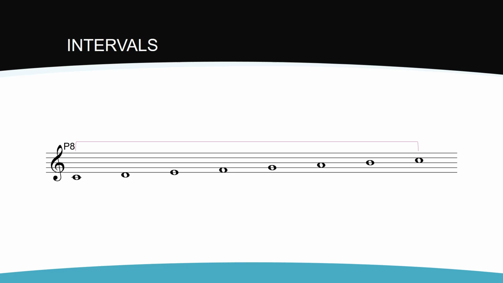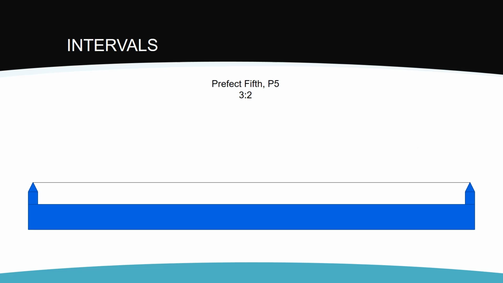There are 3 more perfect intervals. A unison is perfect because it is equal to itself. There is no discord between a note and itself. A fifth is also perfect. Its superparticular ratio is 3 to 2.